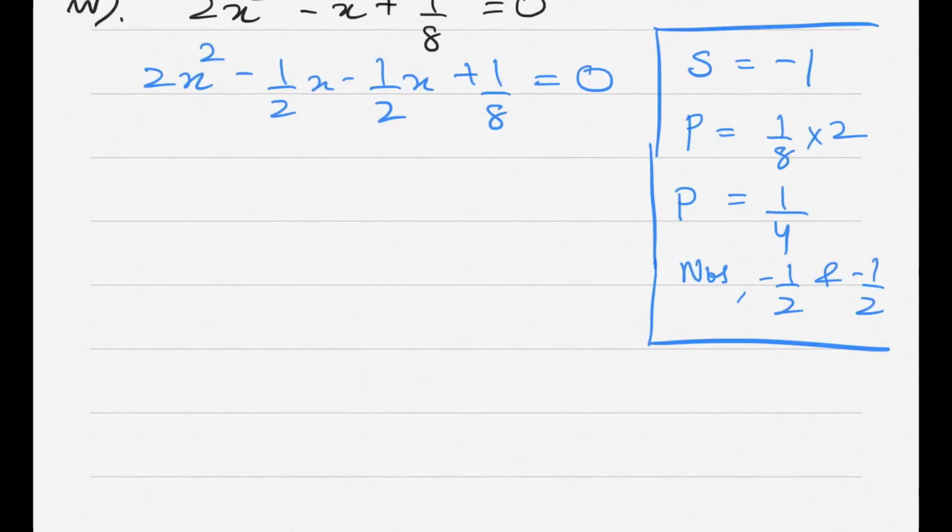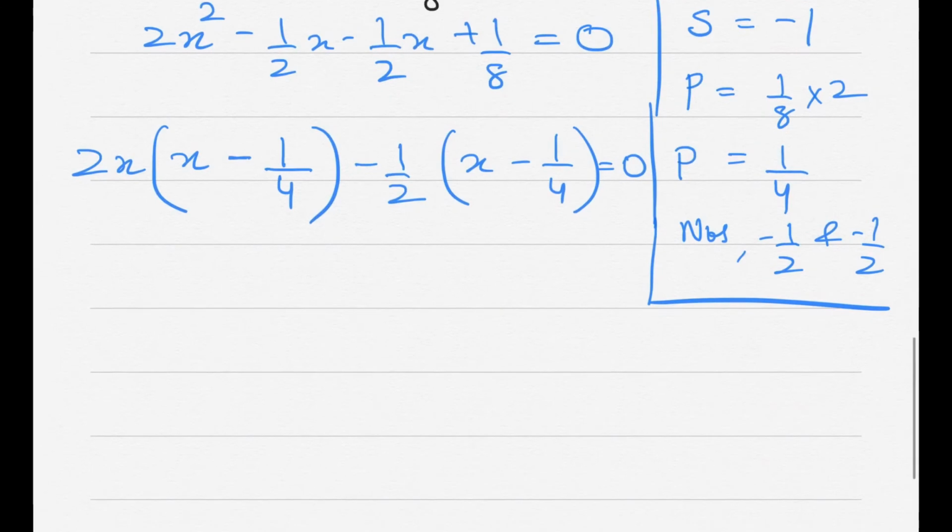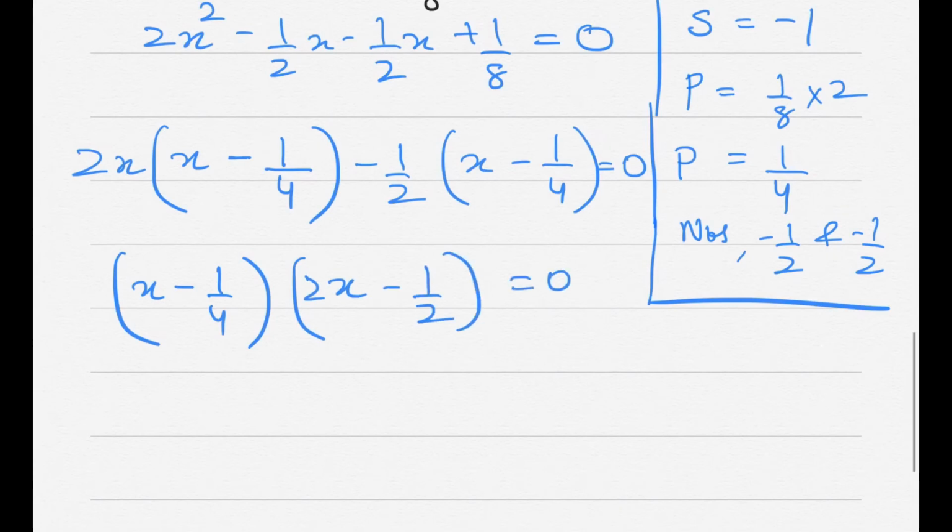Okay, so now I can take 2 common here, right? So if I take 2x common, x, it will be minus 1 by 4, right? And minus half if I take common here, x minus 1 by 4 is equal to 0. Okay, so now my factors are x minus 1 by 4 and 2x minus half is equal to 0.